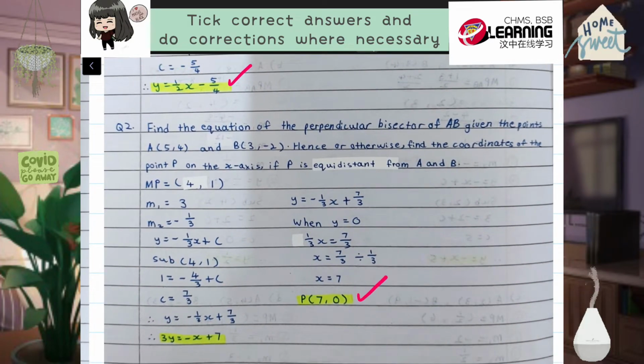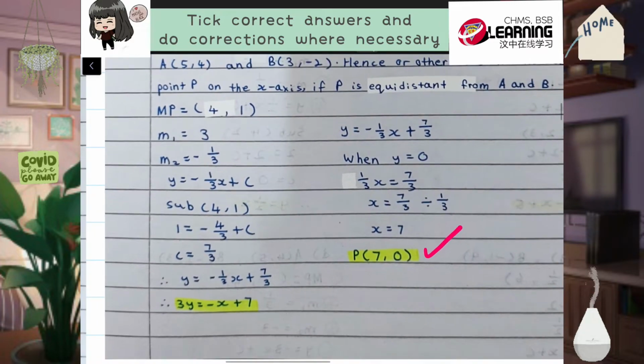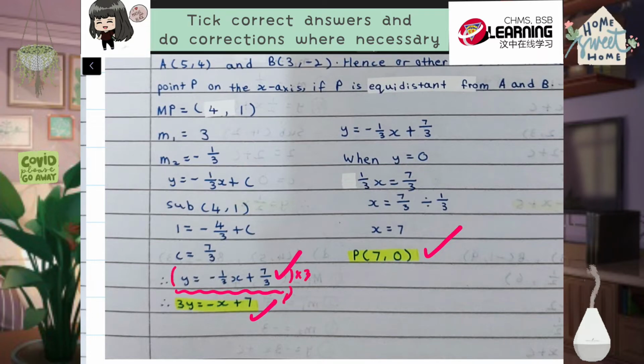Then question number 2: 7, 0 for your P, and also the equation. This is the equation. You can leave your answer in this form, or if you want to follow the answer at the back, it will be this one. It's actually the same thing, because when you multiply this one by 3, you will get the one at the bottom. But it's okay, you can leave your answer like this, y equals mx plus c.